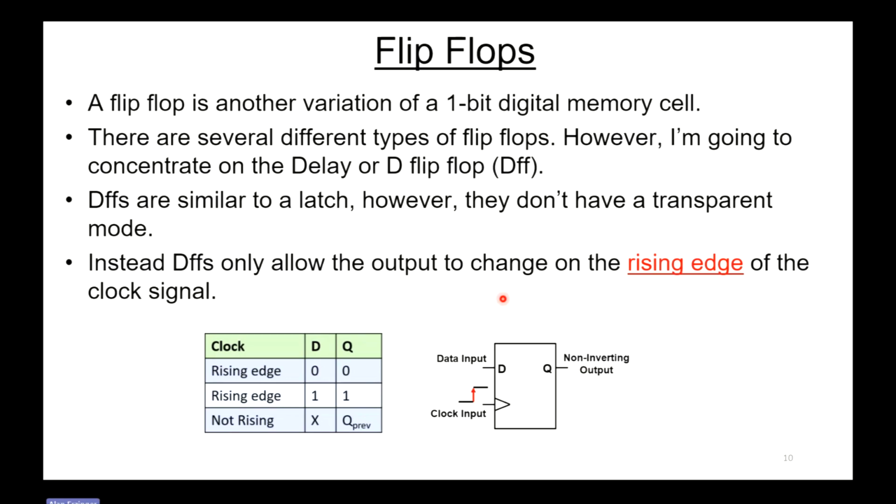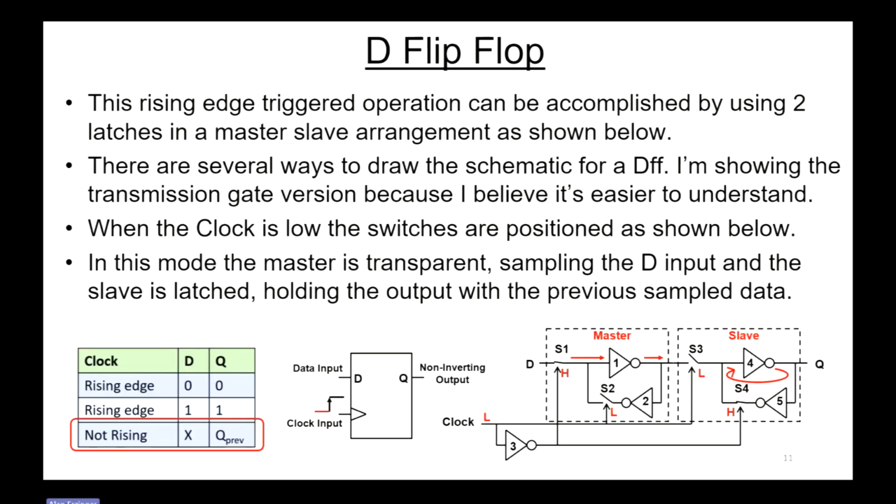And you can see we have the symbol of a D flip-flop down here, and what the truth table of a D flip-flop looks like here. But if it's not the rising edge, the output is staying at whatever the previous value was. This rising edge triggered operation can be accomplished using 2 latches in a master-slave arrangement, as I show down in the lower right corner here. And there are several ways to draw the schematic for a D flip-flop. I'm showing the transmission gate version because I believe it's easier to understand. There are other ways you can draw these with different logic gates.